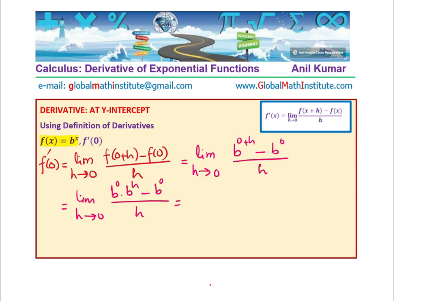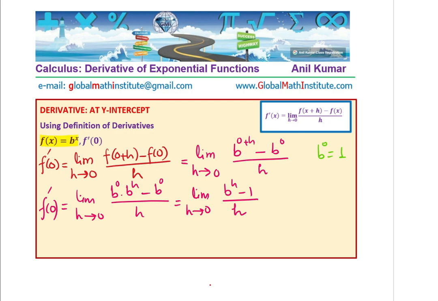Now, as you know, b to the power of 0 is equal to 1, right? Substituting that, we get the limit as h approaches 0 of (b to the power of h minus 1) over h. So this particular expression is basically f prime 0, the slope of the tangent line at the y-intercept where x is equal to 0.